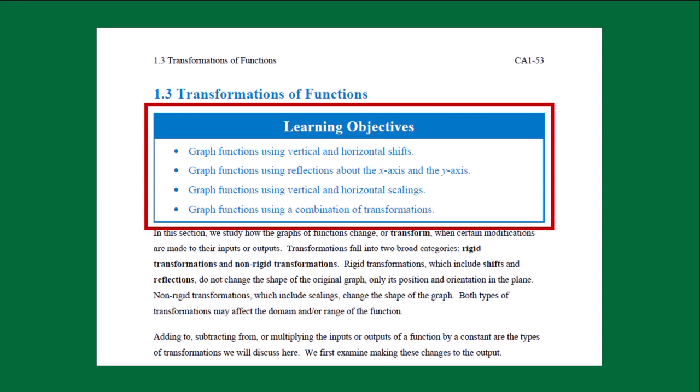But look at that last bullet. It says graph a function using a combination of transformations. So you might be thinking, hey, Gunkelman, you didn't talk about that. So hang tight. I'm going to answer that question in the next video for you. So I'll deal with that then. So be sure to come back and watch the next one.